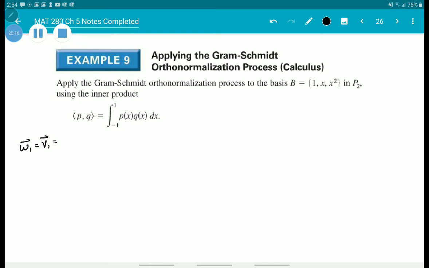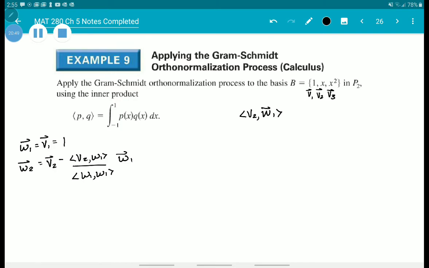So W1 is still V1, which is still going to be our first vector, and I'm going to call that 1. I'm calling these V1, V2, V3, just to identify those. W2 is V2 minus the inner product of V2 and W1 over the inner product of W1 with W1. Then we're going to multiply by W1. So we're going to do some scratch work off to the side. The inner product of V2 and W1. We're going to integrate from -1 to 1.